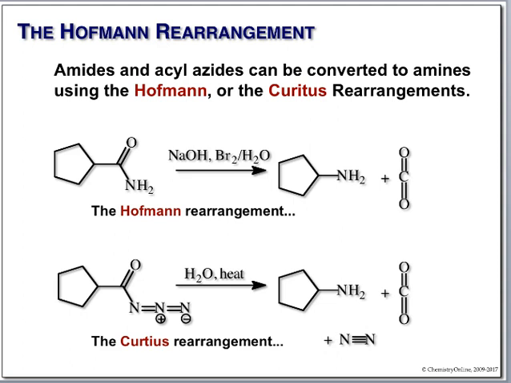Let's pretend that we had an acyl halide here, so chlorine or bromine or something. If you react that with azide, you make the acyl azide. Okay? Now the acyl azide, if you heat it up and you live through it, will give you CO2, nitrogen gas, and the corresponding amine.